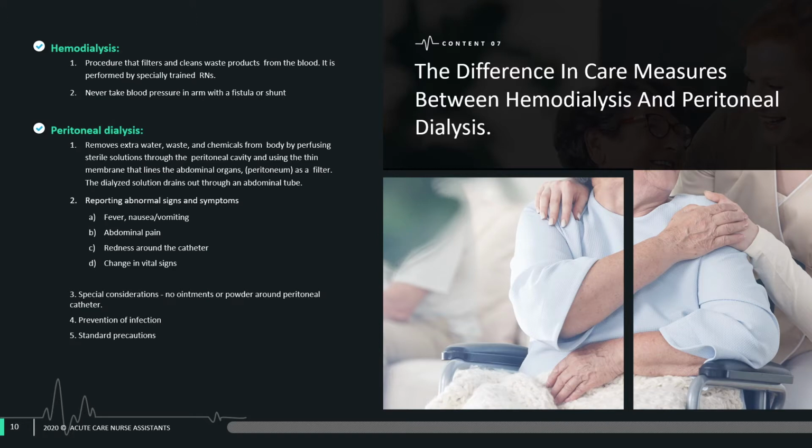Peritoneal dialysis removes extra water, waste, and chemicals from the body by perfusing sterile solutions through the peritoneal cavity and using the thin membrane that lines the abdominal organs, the peritoneum, as a filter. The dialyzed solution drains out through an abdominal tube. Report abnormal signs and symptoms such as fever, nausea and vomiting, abdominal pain, redness around the catheter, change in vital signs. Special considerations: no ointments or powder around the peritoneal catheter, prevention of infection, and standard precautions.